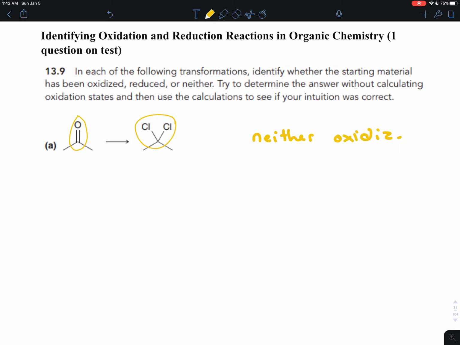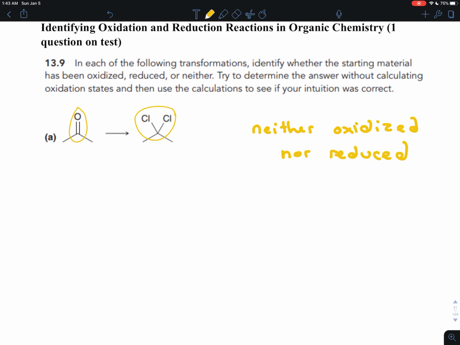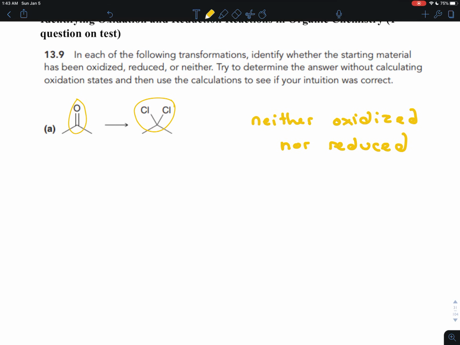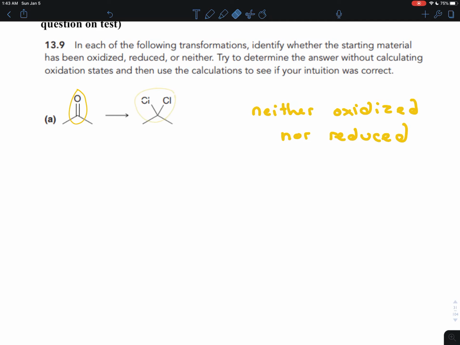oxidized nor reduced. If the number of bonds to electronegative atoms increases, then the electrons are getting stolen from the carbon. The carbon will have a more positive charge, and so it'll be oxidized. If the number of bonds to electronegative atoms decreases, then the carbon starts to get the electrons. It has a negative charge, it's reduced. But if the number of bonds to an electronegative atom does not change, then the carbon atom is neither oxidized nor reduced. Now we can use the calculations for that here.